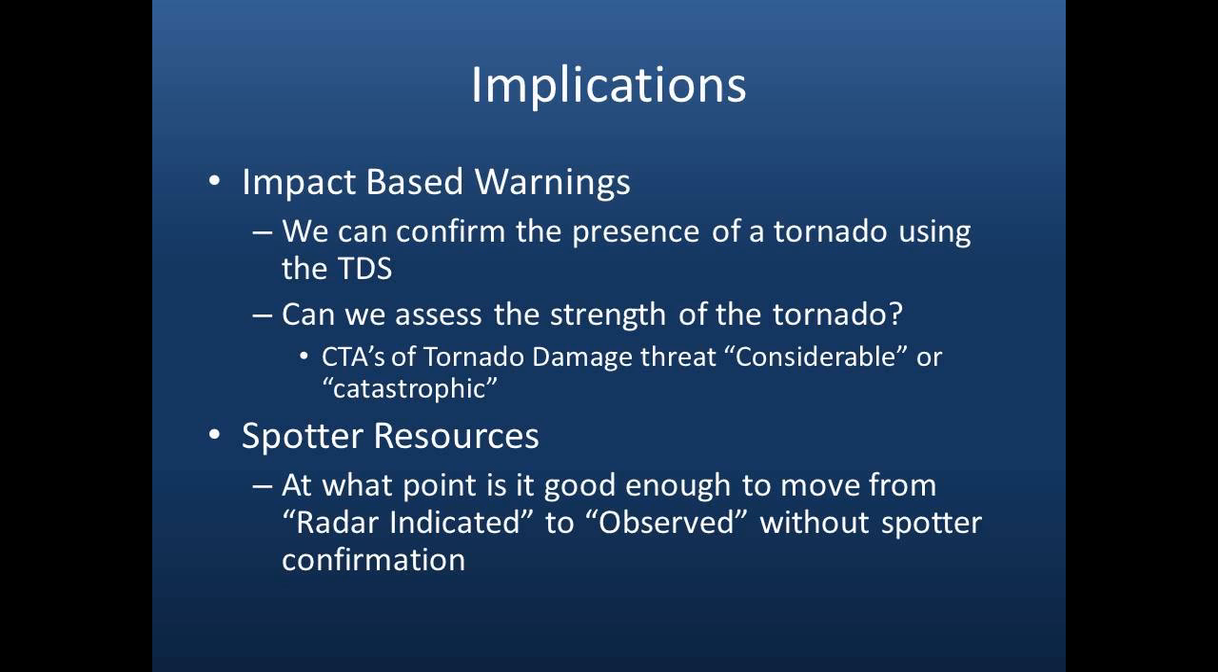Another piece is even another statement that's in those impact-based warnings, and that is the spotter statement. So would you really be comfortable moving from a radar indicated to an observed in the warning just based upon seeing a TDS in the data? Is that enough to jump your confidence over and say, yes, there is a tornado there, even though we don't have a spotter, we have a TDS there? Is that enough to say observed with the tornado? I think that's a good question for folks to keep moving forward with.